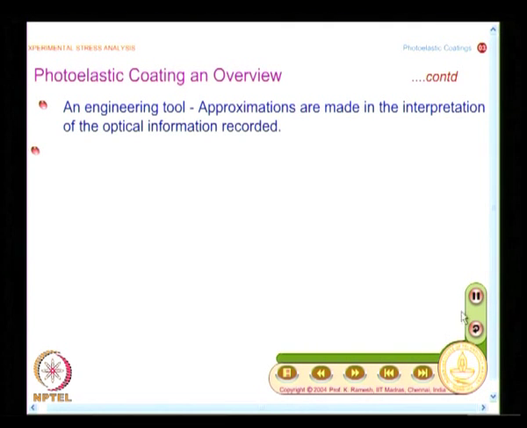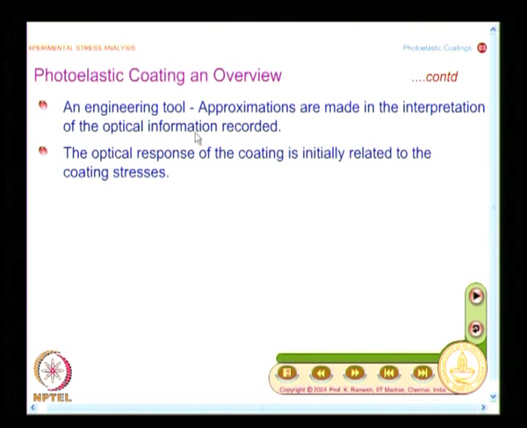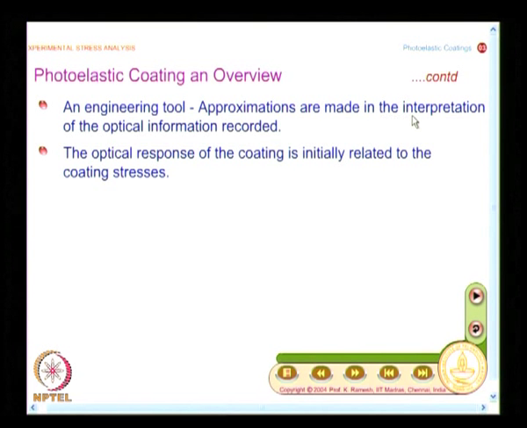Nevertheless, when you are having a coating, if the coating is thin enough, then we do not have to worry about it. In photoelastic coatings, coating thickness of 3 millimeters are not uncommon. So, you are really talking about sufficient thickness. So, that you have to keep in mind. And you have to appreciate that this is an engineering tool, and I have said engineering means approximations, and approximations are made in the interpretation of the optical information recorded.